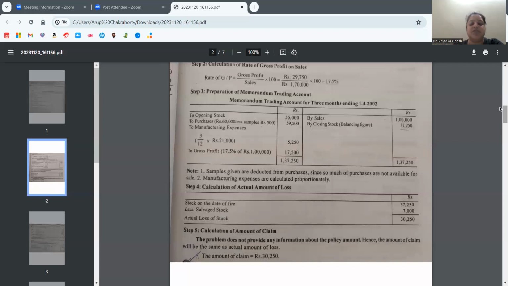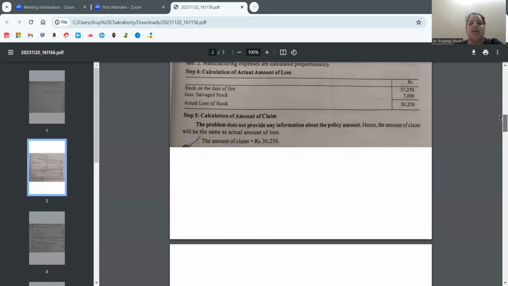Now from step 3 we got the value of closing stock. Now we will go for step 4, which is the calculation of the actual amount of loss. Here the stock on the date of fire is 37,250. From there we have to minus the scrap value. Here the scrap value in the question they have given is 7,000. If they have given it, we need to minus it. If they don't give it, then the total amount will be considered as the actual loss. So 37,250 minus 7,000, our actual loss of stock is 30,250.